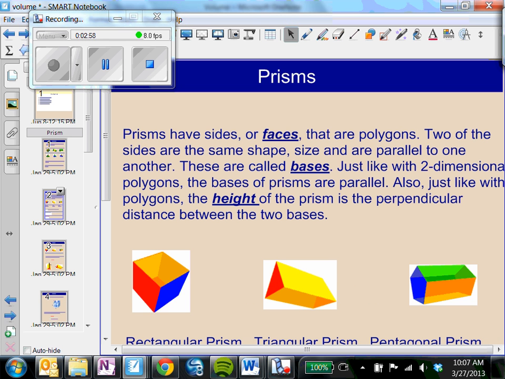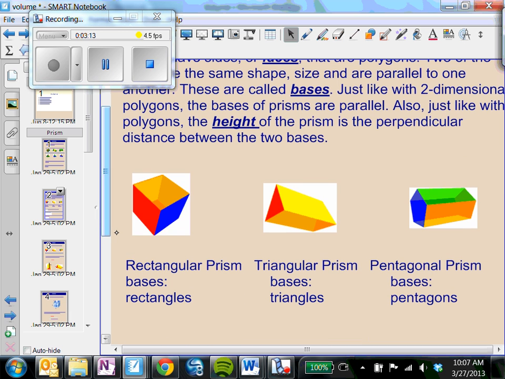Prisms have sides or faces that are polygons. Two of the sides are the same shape and parallel to each other, and those are called the bases, like I just mentioned. And they will be parallel, like with two-dimensional figures. The height, just like with two-dimensional figures, is the perpendicular distance between the two parallel bases.